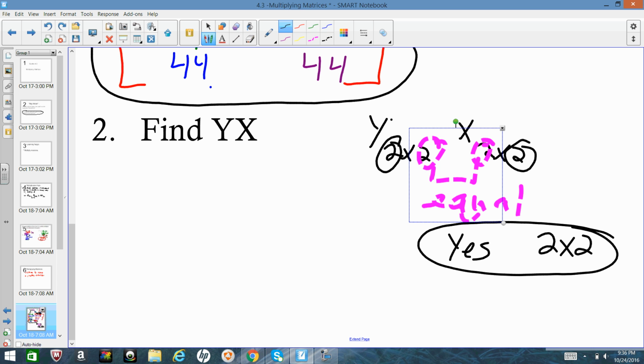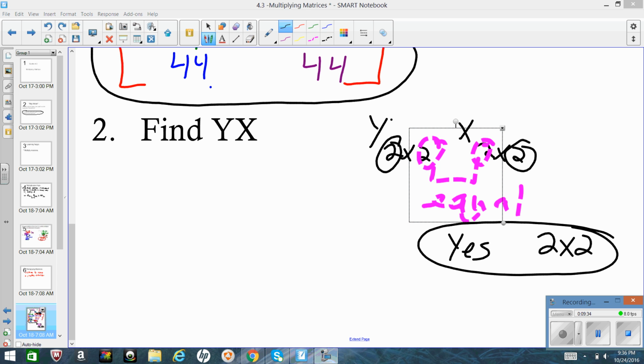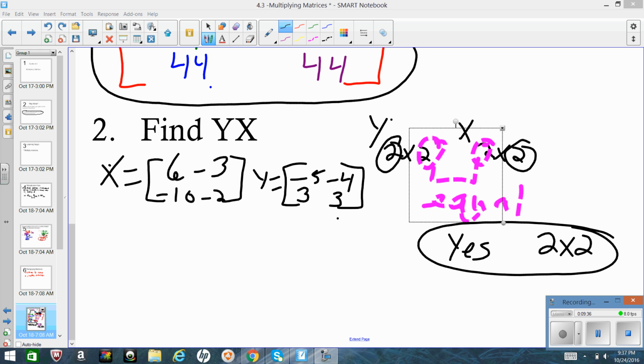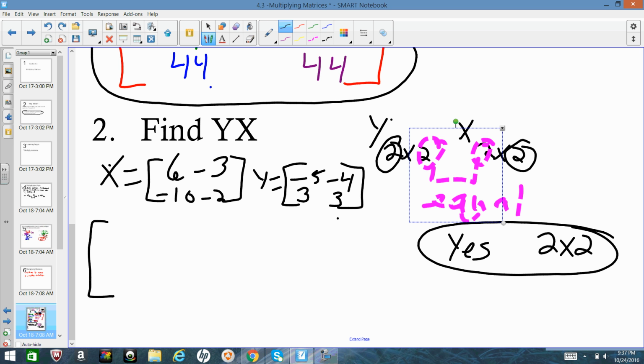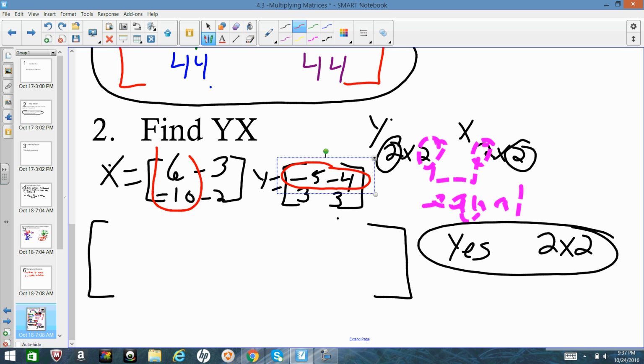And I'll bring everything down so we can see a little better. So again, everything's down here nice and neat for you guys to look at. So again, we're going Y times X. So I'm going to draw my brackets nice and big. So this top left-hand corner, you're going to take, again, the top of Y and the left of X. So it'd be negative 5 times 6 plus negative 4 times negative 10.